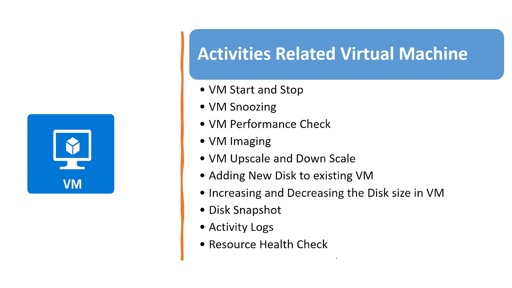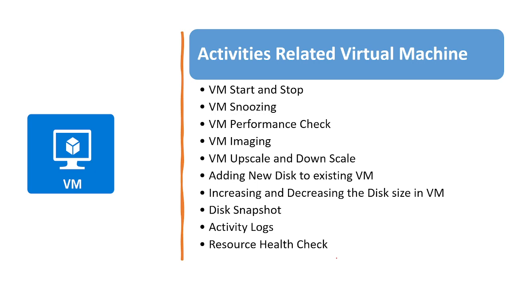VM upscale and downscale means you can do the upscaling of a VM or you can even do the downscaling of a VM. And adding a new disk to the existing VM. Say for example, you already have a virtual machine. You may be asked to add an additional disk to the existing VM. How to go to the portal, how to add the disk, and how to create the disk in the operating system inside? That is your work. Also increasing or decreasing the VM disk size. Like you have 128 GB, you want to make it 256 GB. How to do that? Or you have 512 GB, but you are not using it and you are just paying for the cost and you want to reduce to 256 GB. How to do that? I'll show you.